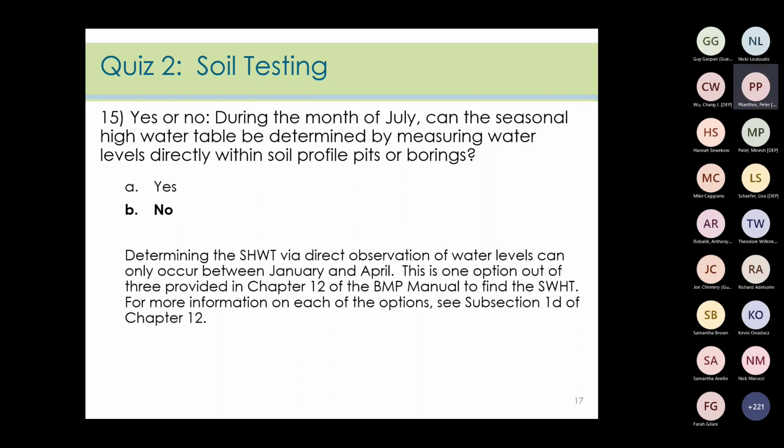You can determine the seasonal high water table by measuring water levels directly within soil explorations between January and April only. Other options to locate the seasonal high water table include observing and modeling redoximorphic features, which can occur at any season of the year, and also using the NRCS Web Soil Survey during the months of May to December. All 3 options have their own steps and exceptions though, so please see subsection 1D of Chapter 12 of the BMP manual for full details on each option.